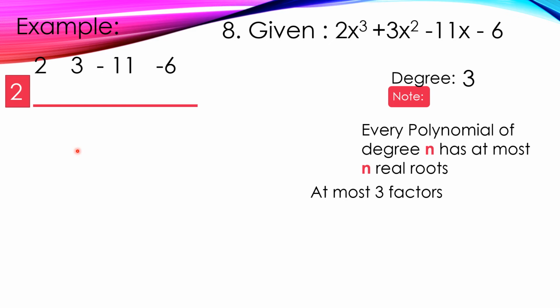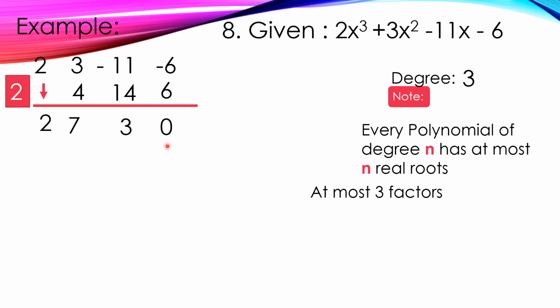So, first, you're going to draw a long line, then bring down the first term, 2, to be put on the bottom row, and then all the numbers on the bottom row will be multiplied to the multiplier. So we have 2 times 2, that is positive 4. Then again, the first and the second row will be added. So we have 3 plus 4, that is 7. Then 7 times 2, we have 14. Again, the first and the second row will be added. So we have negative 11 plus 14, that is positive 3. Positive 3 times 2, positive 6. Negative 6 plus 6, 0.